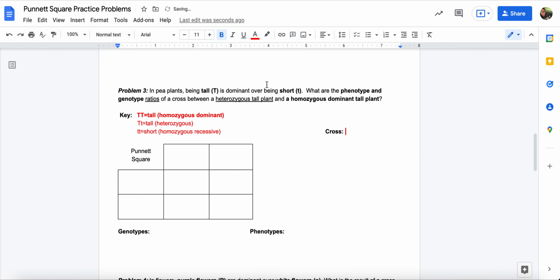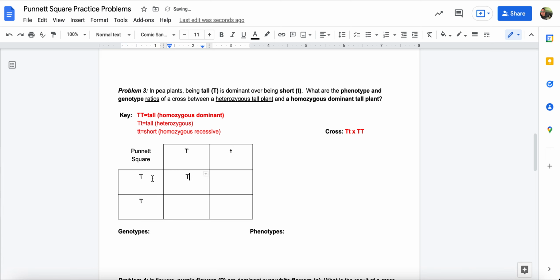Cross says cross between a heterozygous tall plant. So the only one here that says heterozygous is the capital lowercase. So capital lowercase. And a homozygous dominant tall plant. So that's why I wrote these words here. So homozygous dominant tall is going to be capital T, capital T. When we go to fill in our Punnett square, we got to put a capital and then a lowercase, then a capital and a capital.